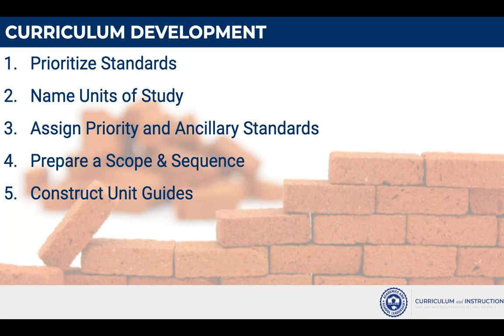We start by identifying priority standards. We then move to naming units of studies, assigning priority and ancillary standards to each unit, and preparing the pacing for which teachers will move through the units, all contained in a scope and sequence, which can be viewed in our year-at-a-glance documents. Finally, we construct unit guides that provide specificity and help a teacher understand what supports they have available to actually write lessons.